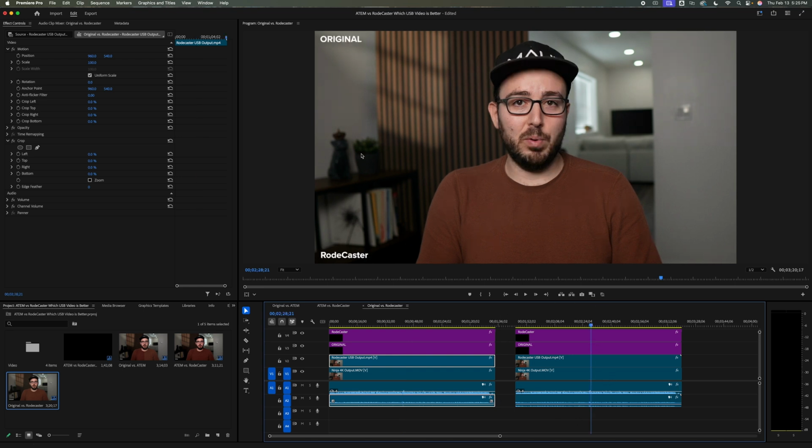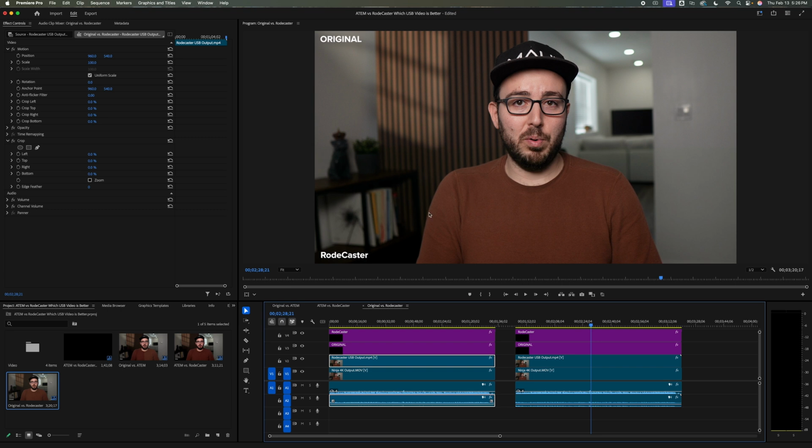Alrighty, and then here we're split vertically, so the RodeCaster footage is on the bottom, the divider line is right about here, and can you see that color difference again? So original footage up here, RodeCaster footage down here. Yes, we are indeed getting some sort of weird green tint coming out of the RodeCaster.